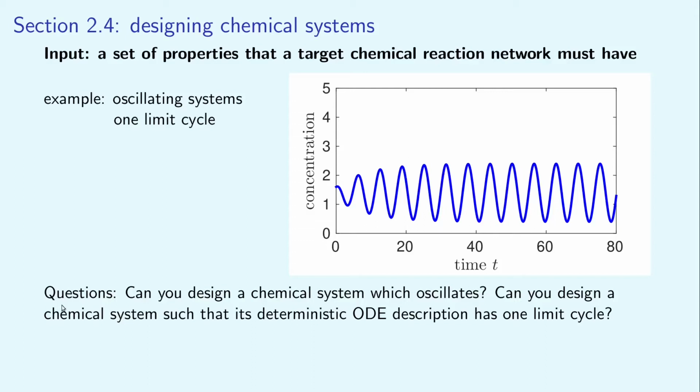So our questions are, can you design a chemical system which oscillates? Can you design a chemical system such that its deterministic ODE description has one limit cycle? Now I will give you 5 seconds to think about these questions. But if you need more time, you can press the pause button.